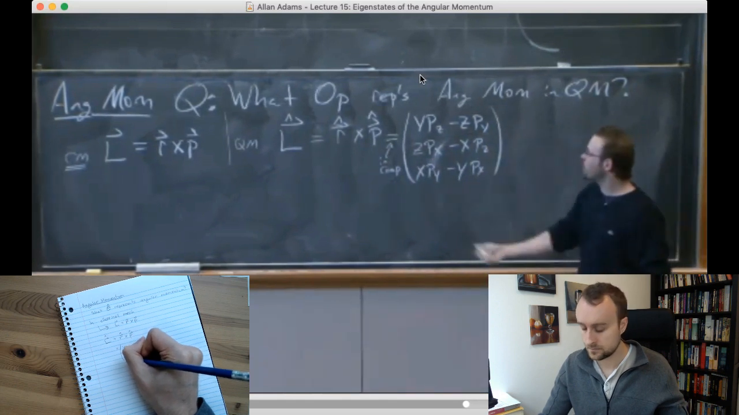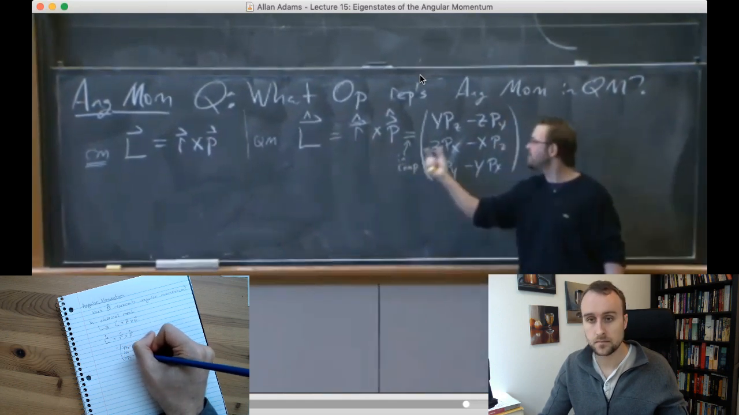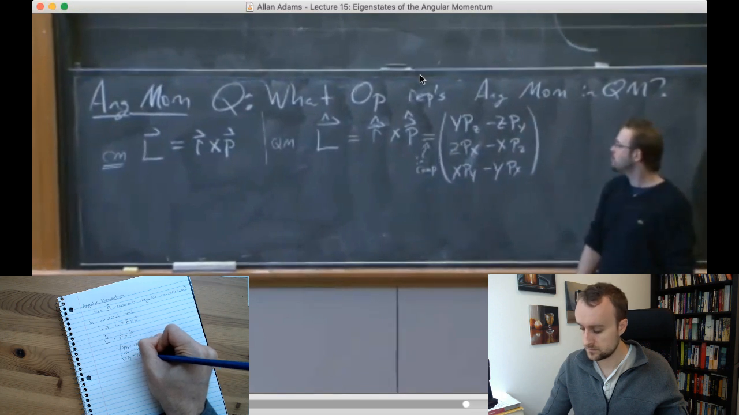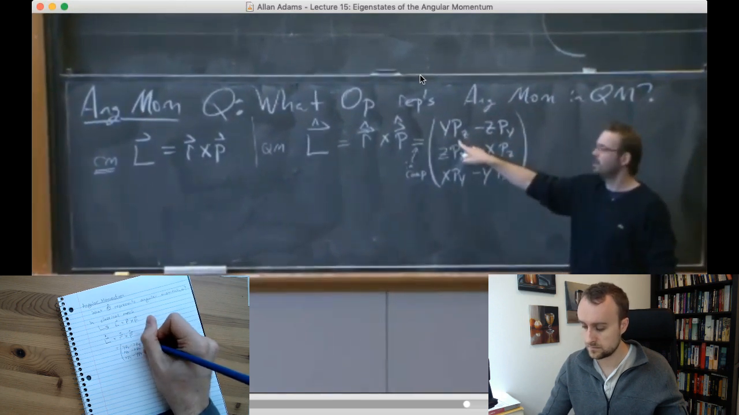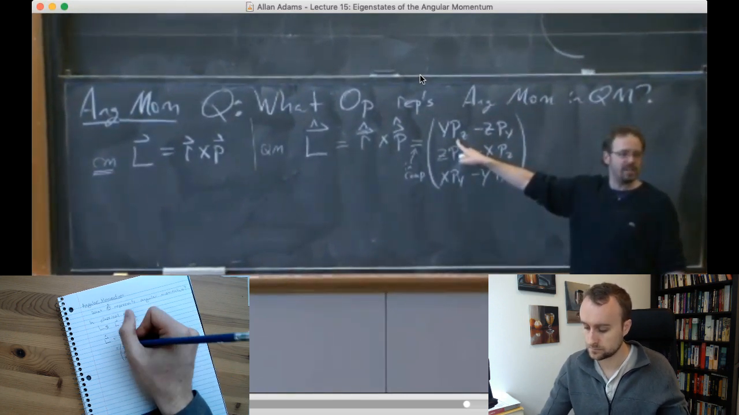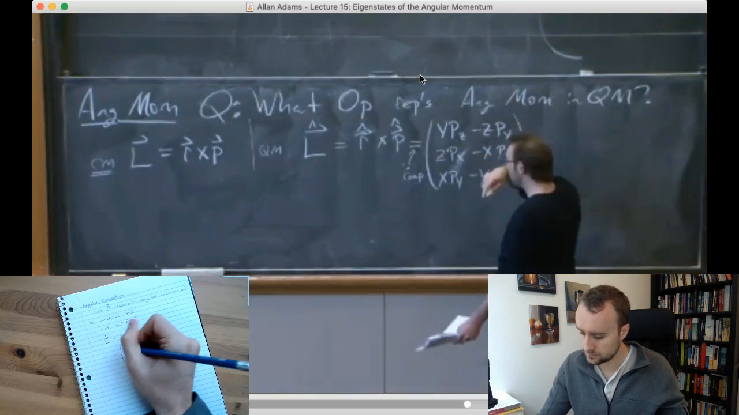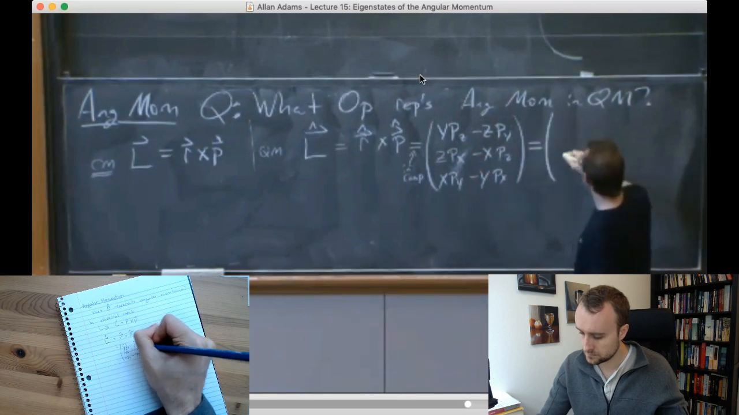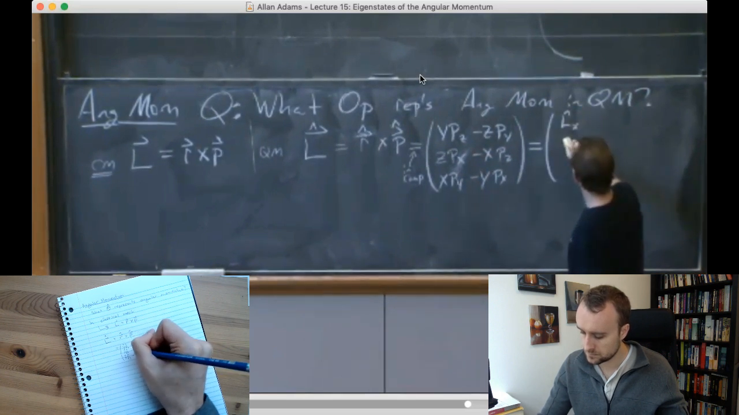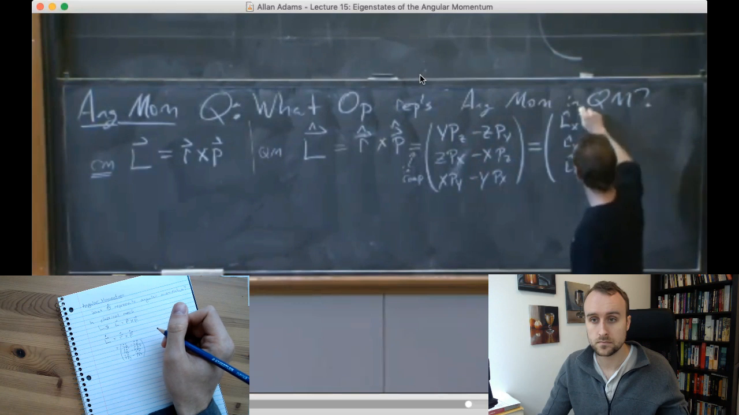Okay. And now, we were worried here about maybe the ordering problem. Is there an ordering problem here? Does it matter if I write y pz or pz y? No, because they commute with each other. Pz is the momentum for the z coordinate, not the y coordinate. They commute with each other. So there's no ambiguity. It's perfectly well defined. So we're just going to take this to be the definition of the components of the angular momentum operator Lx, Ly, and Lz.